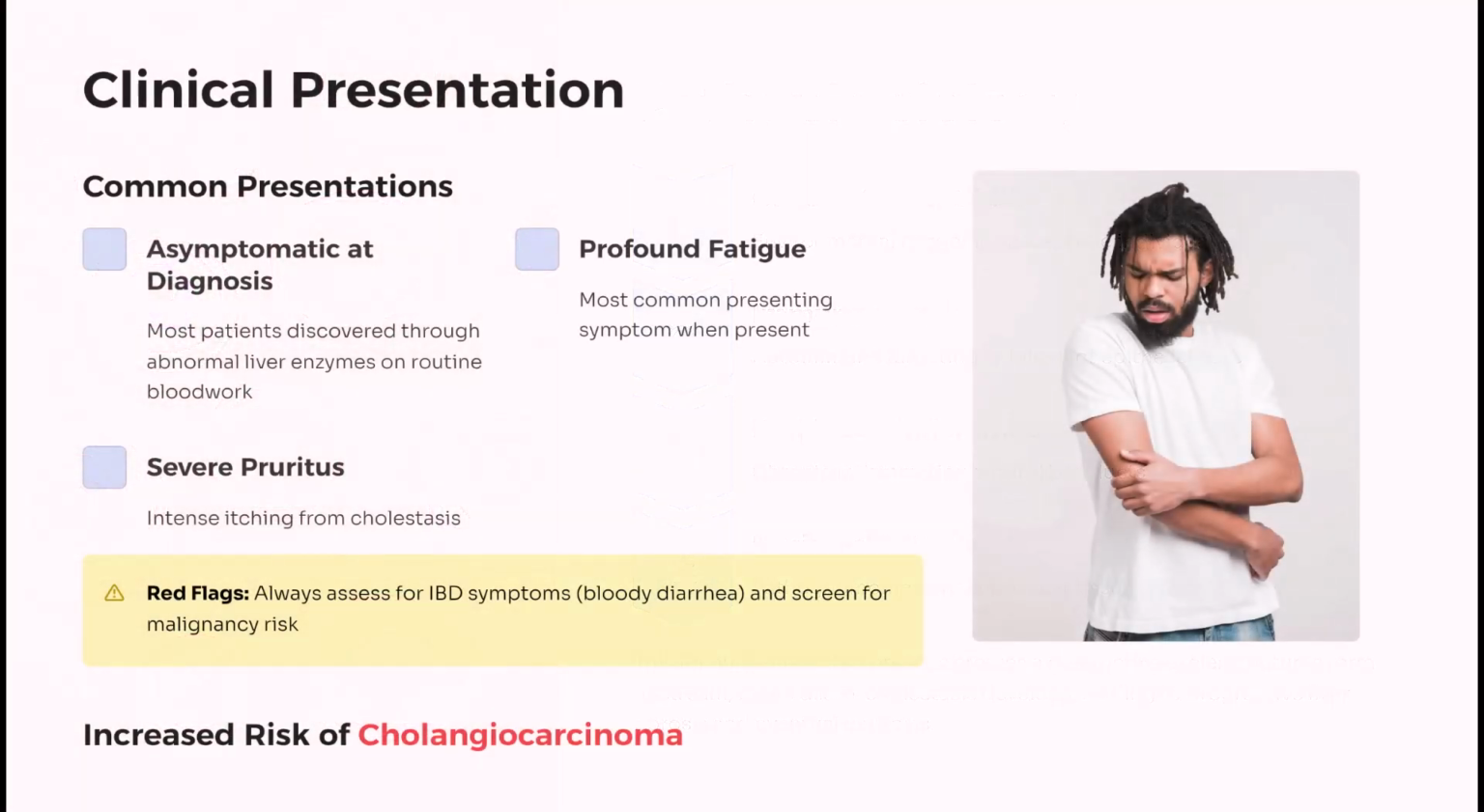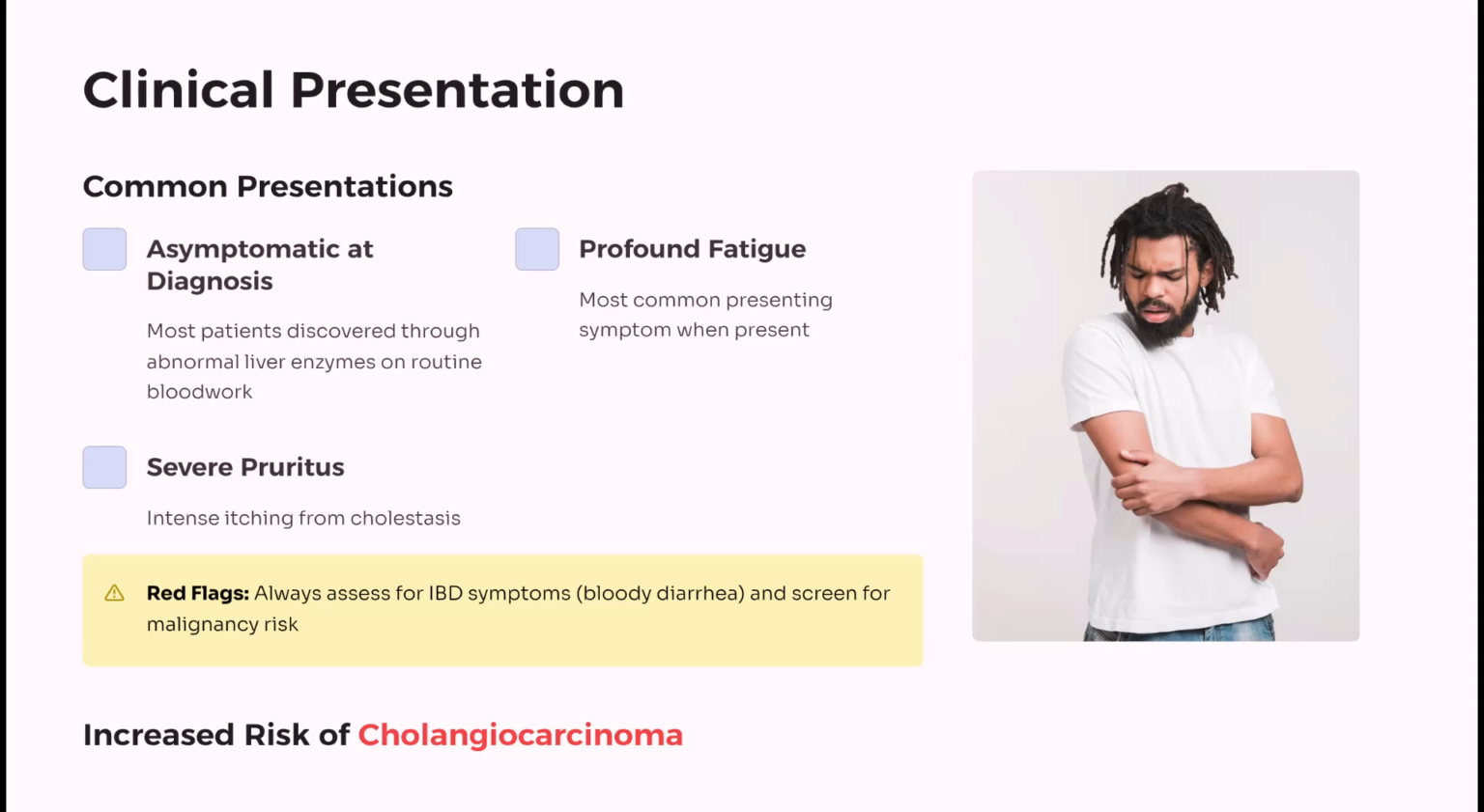A huge number are actually asymptomatic at diagnosis and are only discovered because of abnormal liver enzymes on routine blood work. When they do have symptoms, the most common ones are profound fatigue and pruritus, which is severe itching. Jaundice and right upper quadrant pain are typically later findings as the disease progresses. And remember that strong association. Always ask about symptoms of IBD like bloody diarrhea.